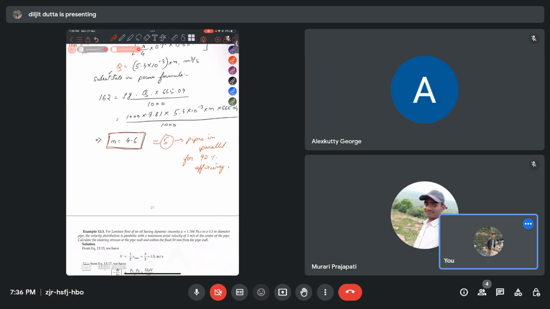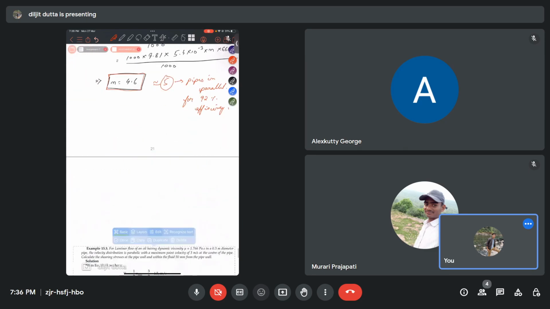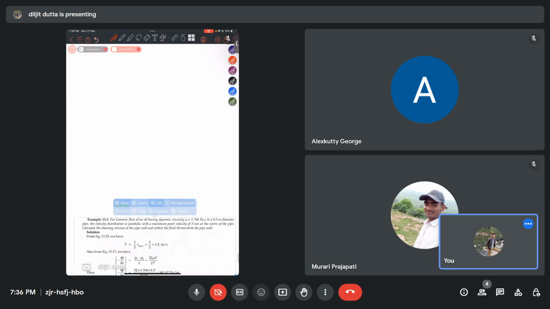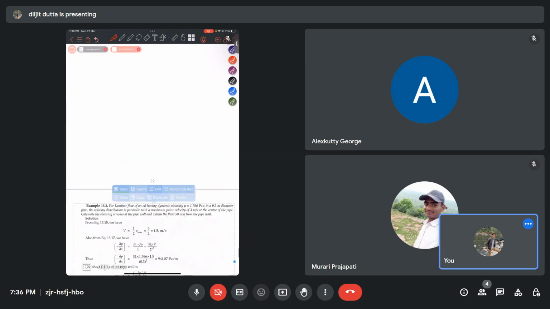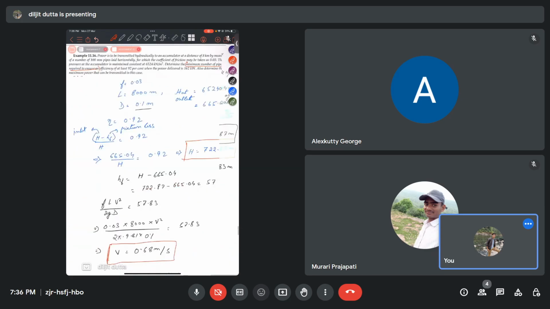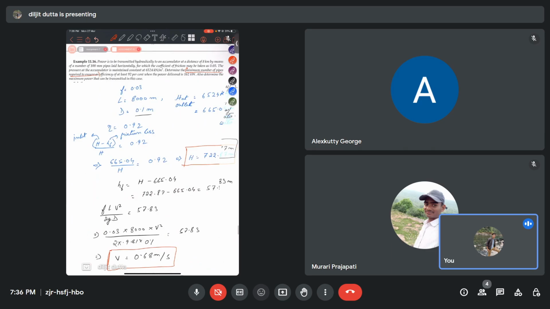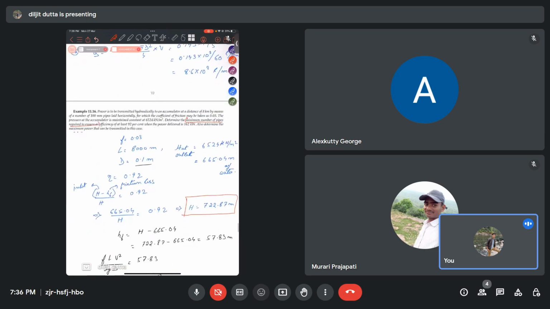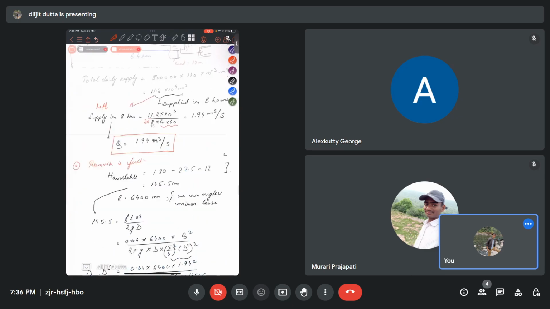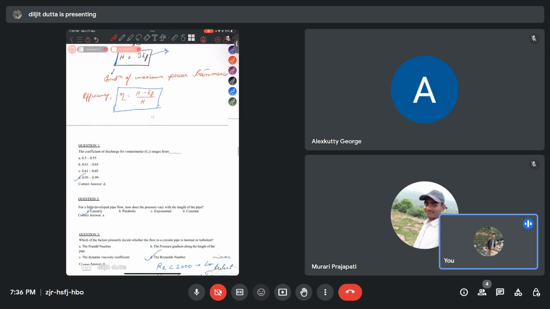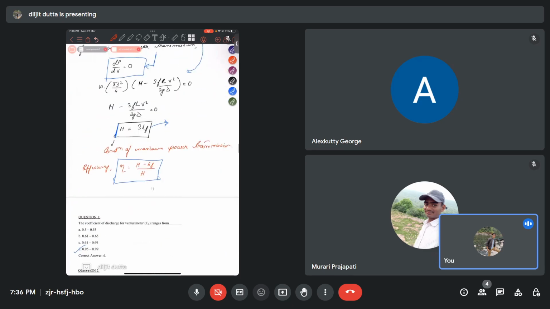Okay, now the second part: also determine the maximum power that can be transmitted. To get the maximum power, we have to use this formula. What we obtain is the condition for maximum power transmission: the head should be equal to 3 times the head loss due to friction. So H equal to 3HF.